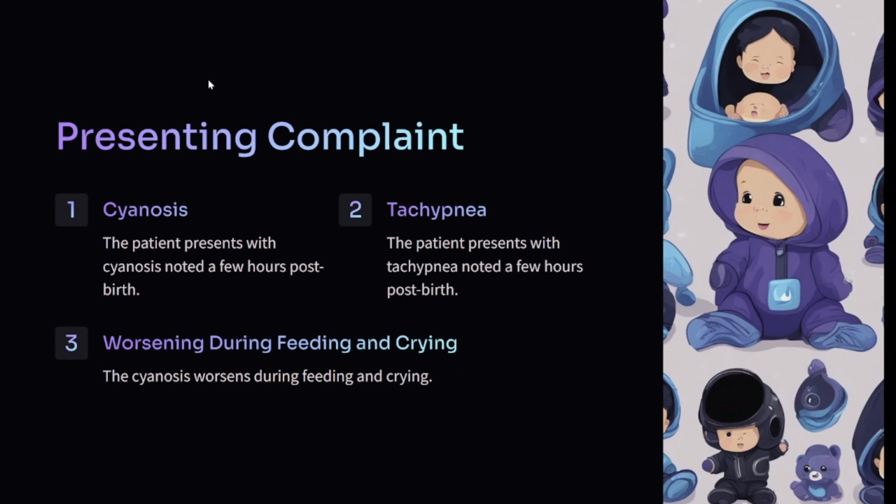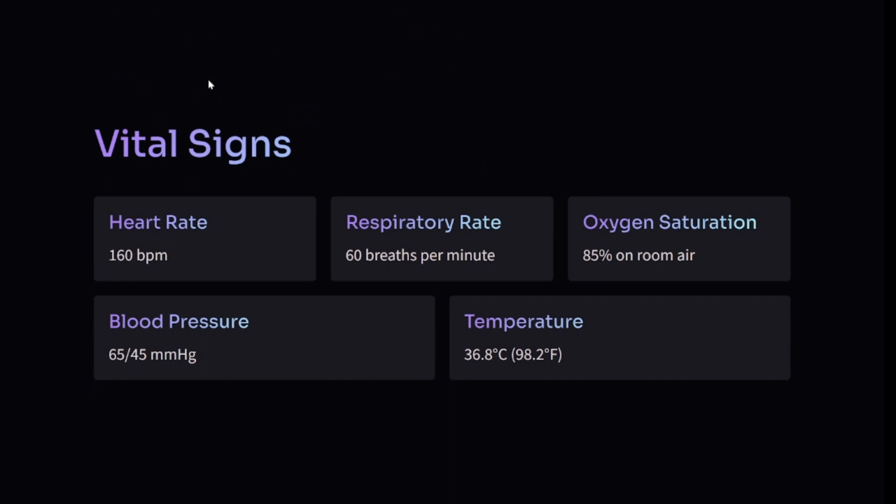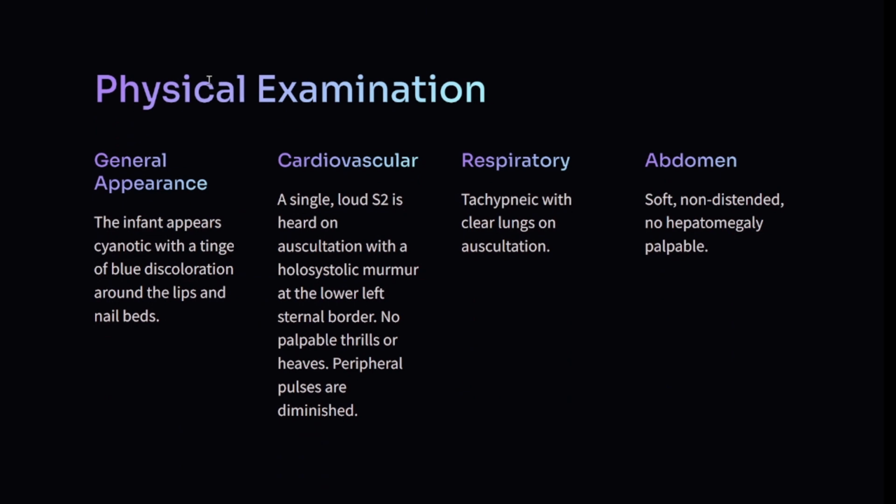Vital signs, heart rate 160 BPM, respiratory rate 60 breaths per minute, oxygen saturation 85% on room air, blood pressure 45 millimeters Hg, temperature 36.8 degrees Celsius, 98.0 Fahrenheit. Physical examination, general appearance, the infant appears cyanotic with a tinge of blue discoloration around the lips and nail beds. Cardiovascular, a single loud S2 is heard on auscultation with a holosystolic murmur at the lower left sternal border. No palpable thrills or heaves. Peripheral pulses are diminished. Respiratory, tachypneic with clear lungs on auscultation. Abdomen, soft, non-distended, no hepatomegaly palpable.